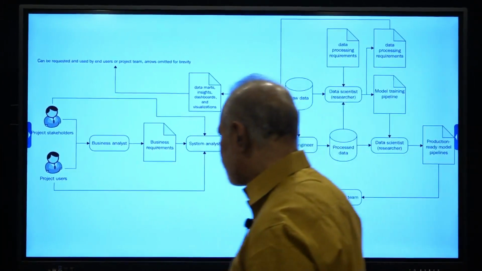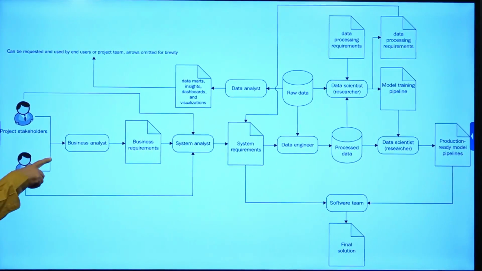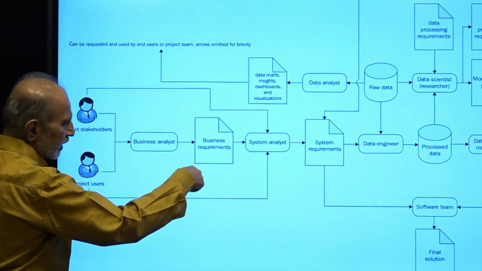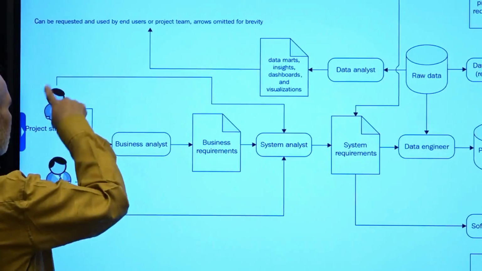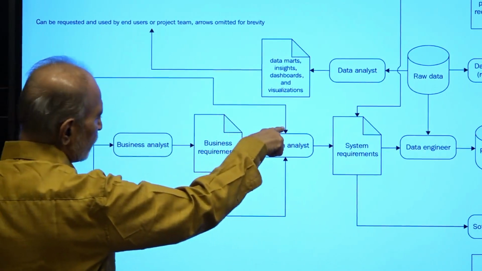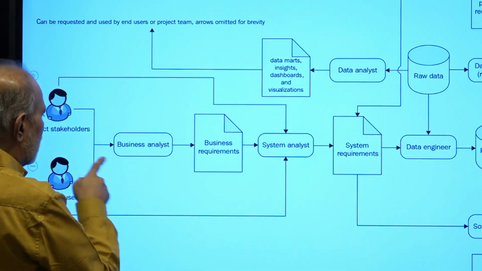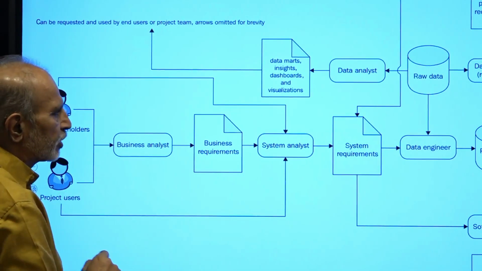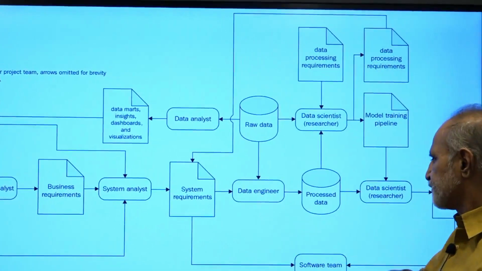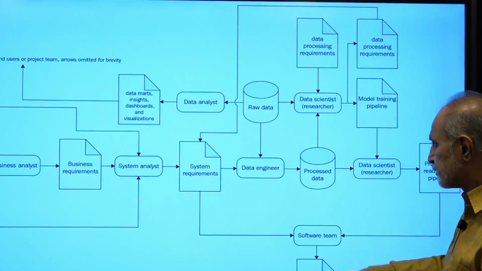When you look at this diagram, I have the project stakeholder and the project user. This is how I started. Then I have a business analyst, from where a BRD, the business requirement document, will be produced. It goes to the system analyst. A stakeholder can also give information to the system analyst, and a project user can also give information to this fellow. All the requirements come from the business requirement document. Then it goes to the system requirement. From the system requirement it goes to the data engineer, who processes data, then to the data scientist and production. So I have a software team, which is the final solution.